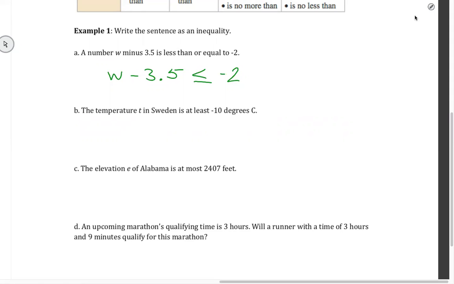The temperature T in Sweden is at least -10 degrees Celsius. So Liam, if something's at least, then it must be greater than. So here, the temperature T in Sweden is at least, and Liam said it must be greater than or equal to -10 degrees Celsius.